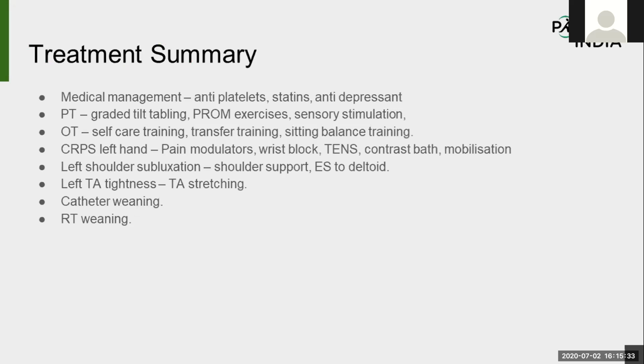Treatment summary, medical management included antiplatelet, statins, and antidepressant, that is fluoxetine was given to her. In physiotherapy, graded tilt-tabling was given. Then ROM exercises were given and sensory rehabilitation was done.